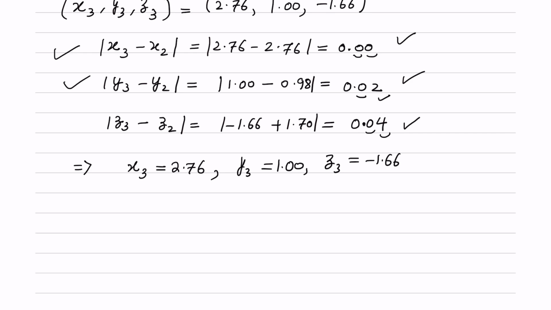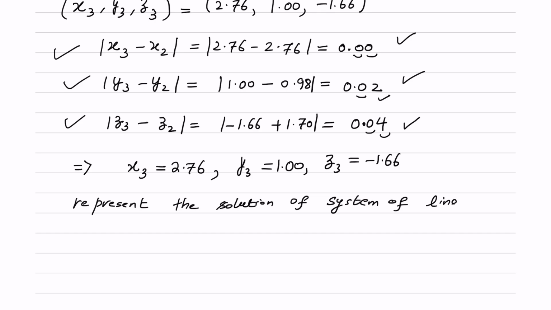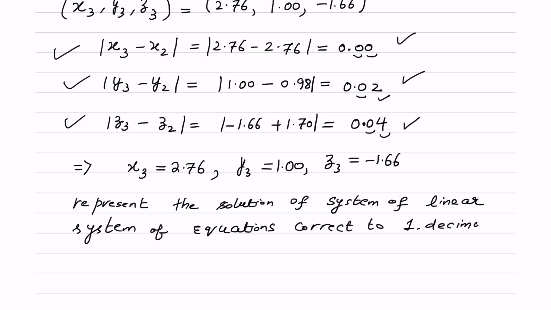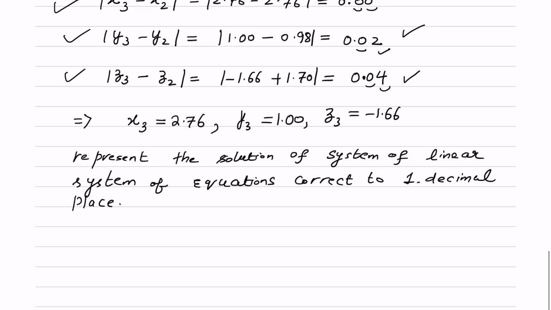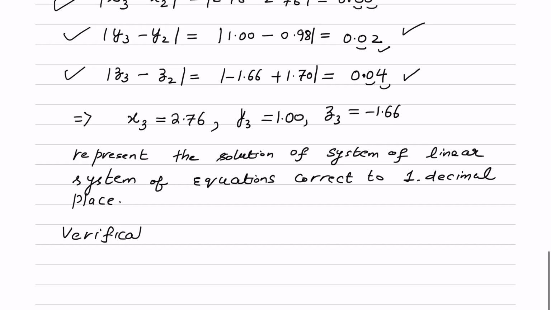So if all these three conditions hold, we can say that x3, which is 2.76, y3, which is 1.00, and z3, which is minus 1.66, represent the solution of the given system of linear equations correct to one decimal place. We can also do the verification that these x3, y3 and z3 are actually the solution of the system of linear equations.